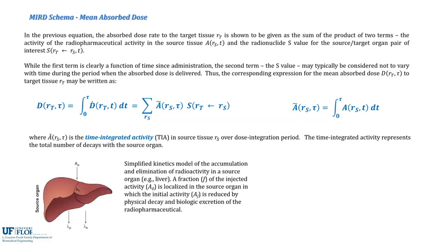So take the liver, for example. You have A0 administered activity circulated in blood. A certain fraction of that is taken up by the liver parenchyma. So now you have activity in the liver tissue itself, which then decays by physical decay, as well as activity could decrease as a function of time due to metabolic elimination of that radiopharmaceutical in the liver.